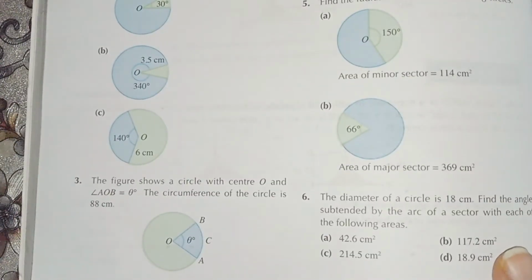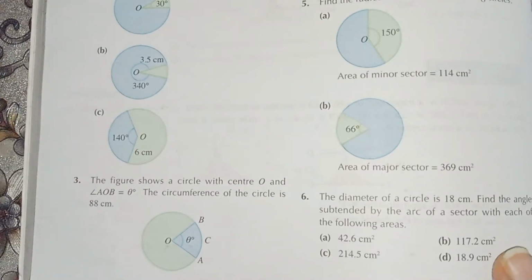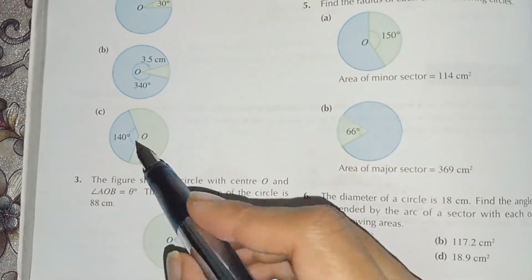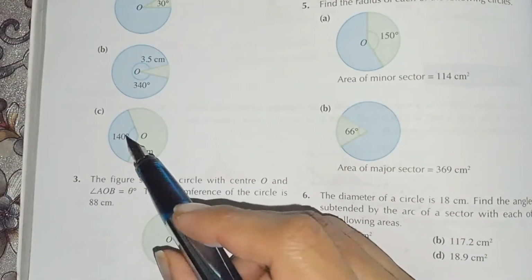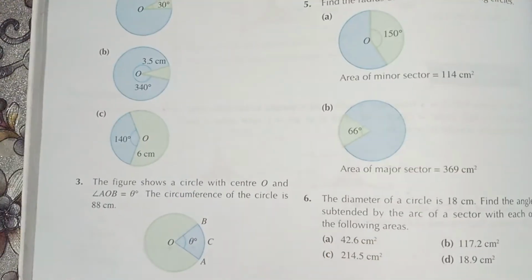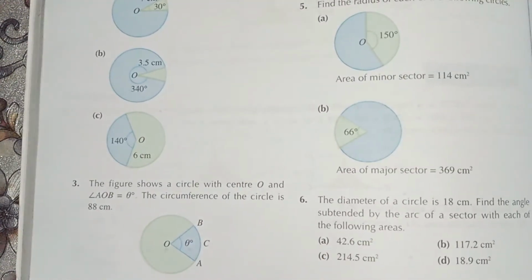Now students, part C, we have to find the area and perimeter of the smaller sector, and that is the smaller sector. Both things are given to us. Now we can find the perimeter and area.